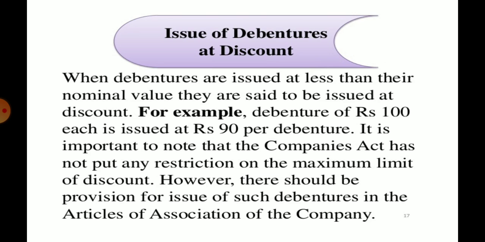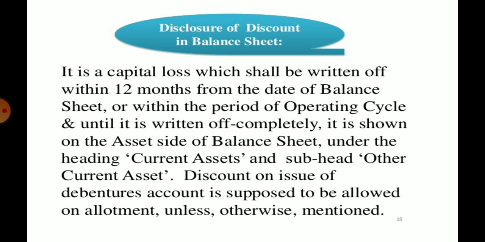Issue of debenture at discount. As the debentures are issued at less than their nominal value, they are said to be discounted debentures. Like the debenture amount is 100 but issued at 90 per debenture. It is important to note that the Companies Act does not put any restriction on the maximum limit of discount. However, there should be a provision for issue of such debenture in the articles of association of the company. Disclosure of discount in the balance sheet: it is a capital loss which shall be written off within 12 months of the date of the balance sheet or within the period of the operating cycle, and until it is written off completely, it is shown on the asset side of the balance sheet under current assets and subheading other current assets. Discount on issue of debenture account is supposed to be allowed on allotment unless otherwise mentioned.